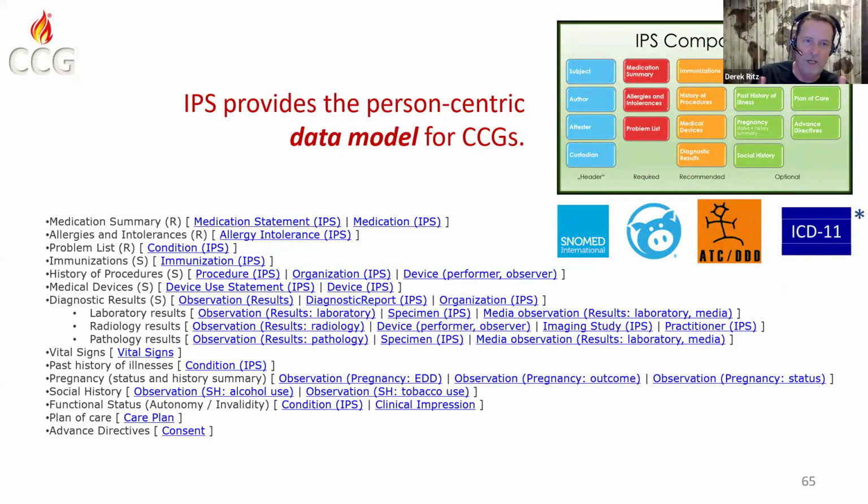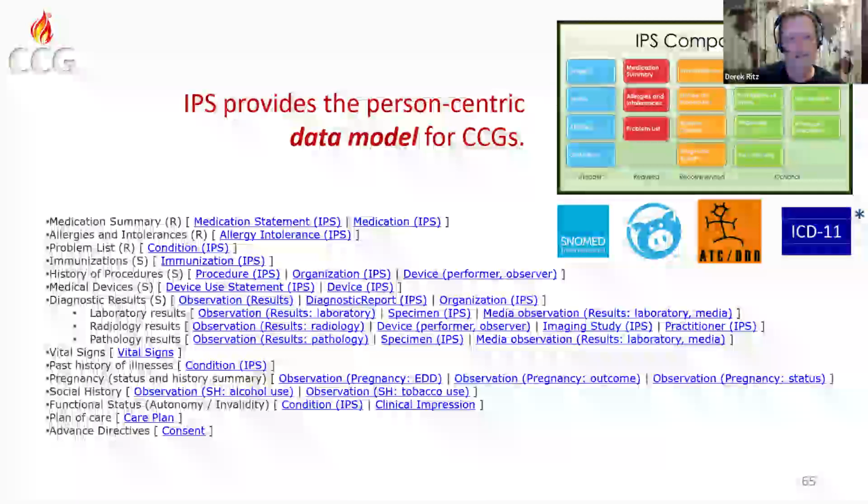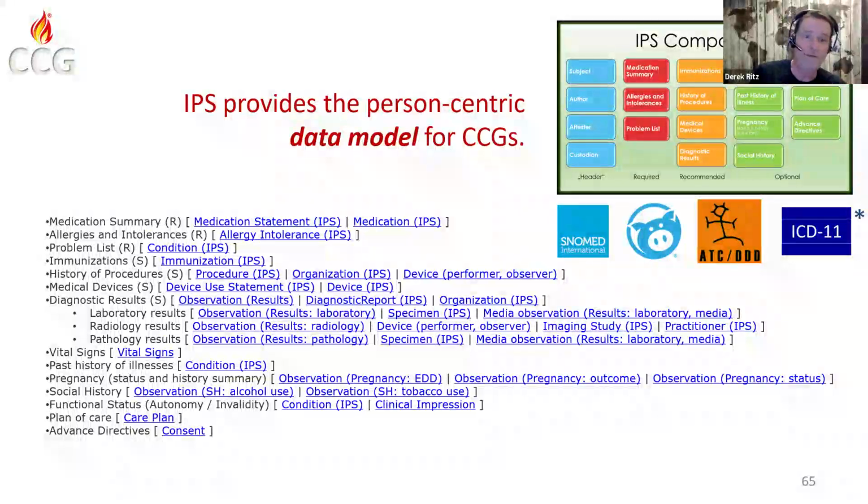You'll have information about my meds, my allergies and intolerances, my problem list, my updated immunization history, a history of all the procedures on me, any medical devices I might have, diagnostic lab results or DI results, diagnostic imaging results or pathology results, my vitals, past history, pregnancy status is pretty empty for me, my social history, functional status, my plan of care, and any advanced directives.